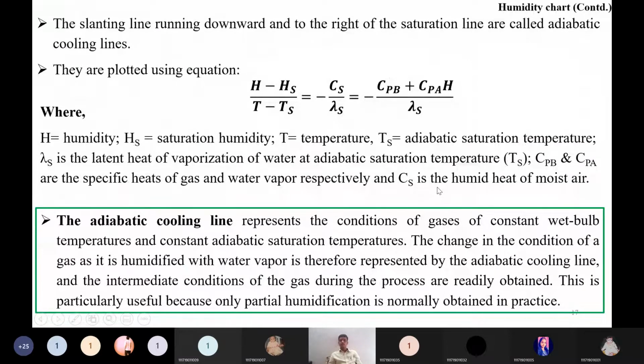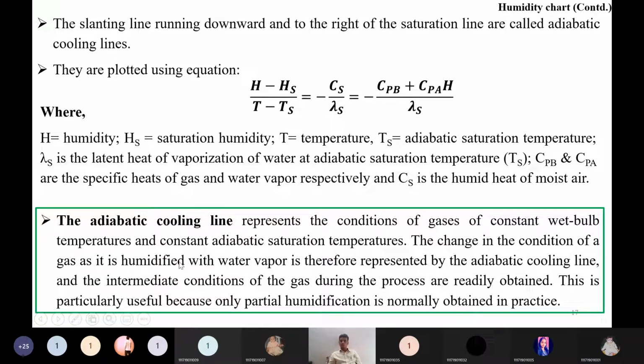So in this, H is the humidity, Hs is the saturation humidity, T is the temperature, Ts is the adiabatic saturation temperature, Cs is the humid heat, and lambda s is the latent heat of vaporization at saturated condition, Ts. Then Cpb is the specific heat of your particular gas, and Cpa is the specific heat of your water vapor, H is the humidity, and lambda is the latent heat of vaporization at a saturation condition.